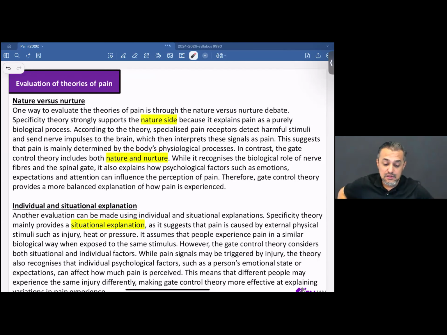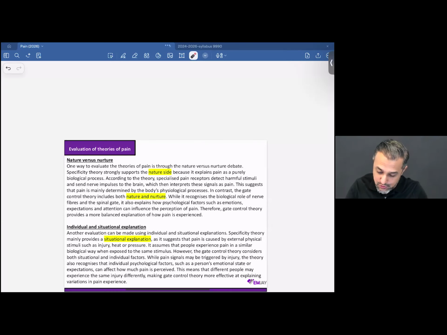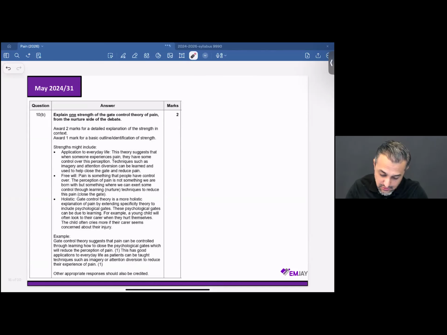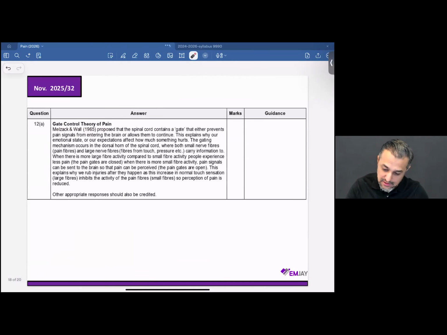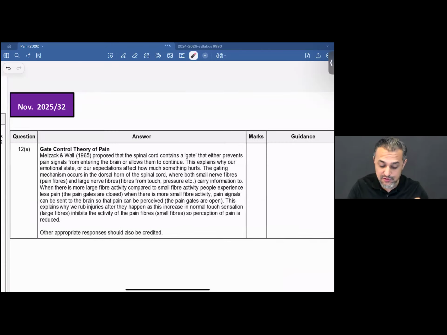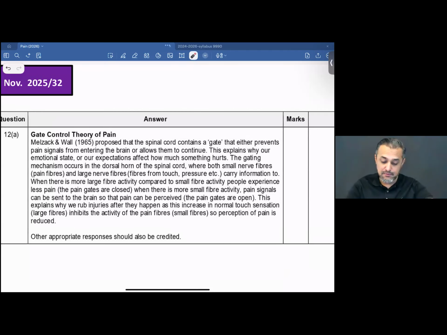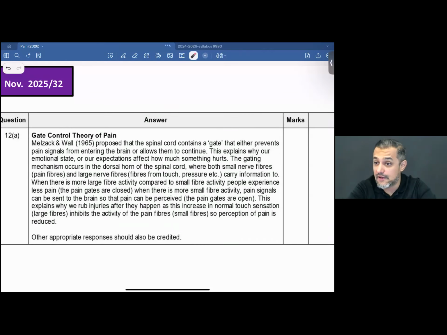Let's evaluate these different theories of pain. But before we read through this, I would want to show you the question that we had on this. This is what the question was. And remember that 6-mark question that I've spoken about that demanded knowledge on the different types of pain and the gate control theory as well.